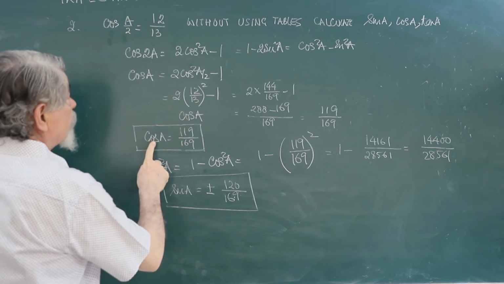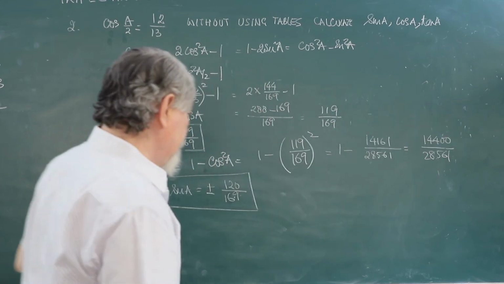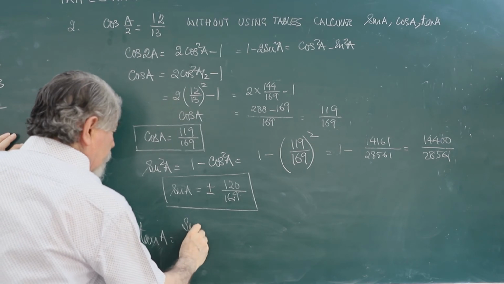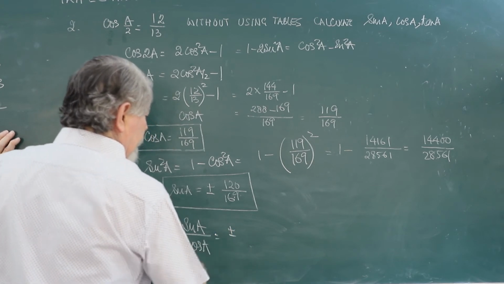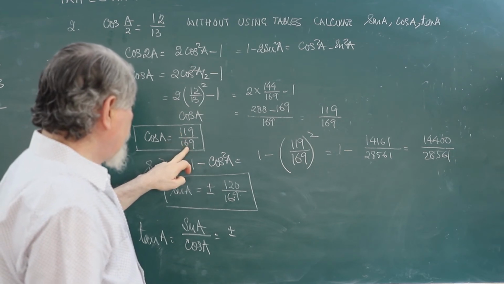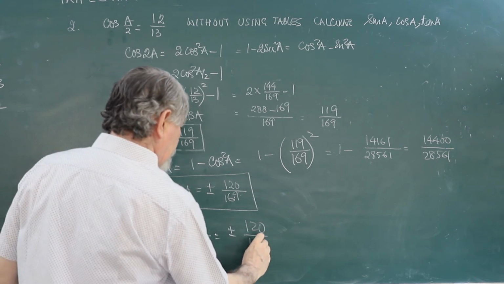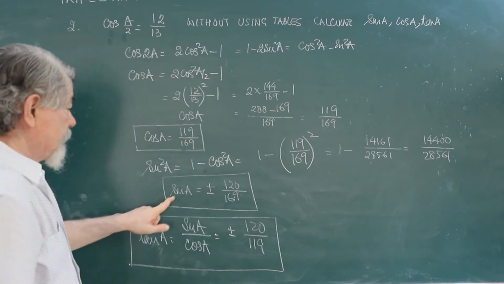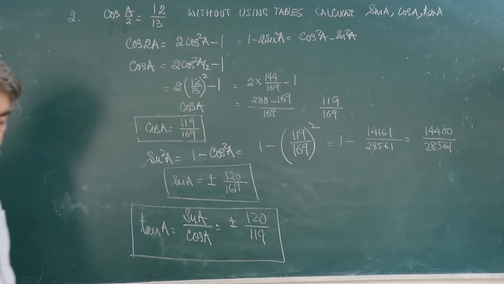Now we have got the value of cos A, we have got the value of sin A. He wanted sin A, cos A and tan A. Tan A will be sin A upon cos A. It is coming plus minus, so obviously it will also be plus minus. 120 upon 169 divided by 119 upon 169 will be 120 upon 119. That is the value of tan A, plus minus. Sin A is plus minus, tan A is plus minus, cos A was only plus.